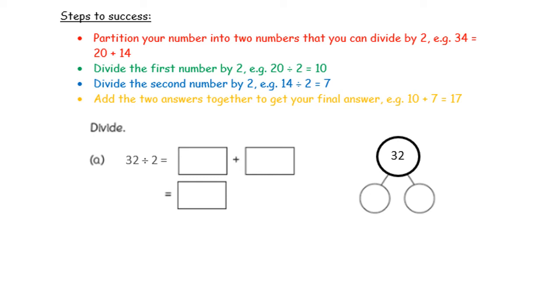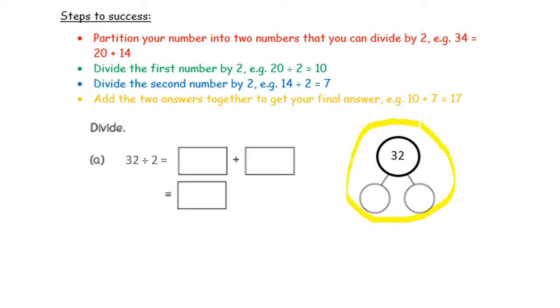Partition your number into 2 numbers that you can divide by 2 in your head. For example, 34 would be 20 plus 14. You know that 20 divided by 2 is 10, and you know that 14 divided by 2 is 7. Okay, so it's much easier to work it out. So let's have a look at the first question.